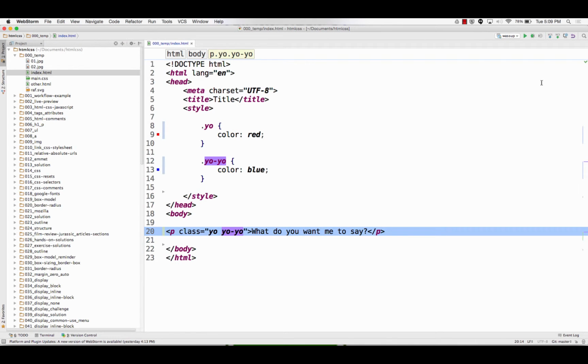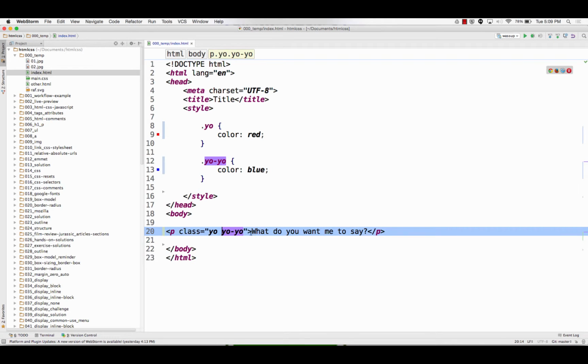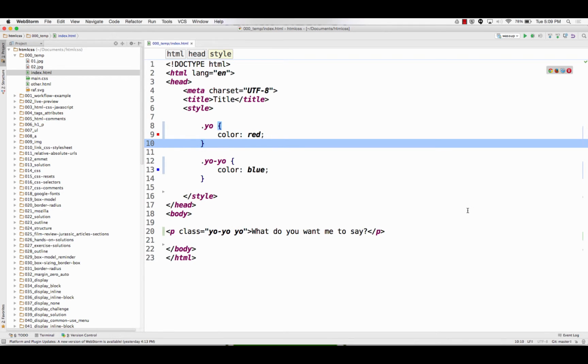So let's see that. It's blue. Okay, now, does this change anything? Does this matter? What color is it going to be? Does that change anything? Yo-yo got applied first. Doesn't change anything. Because the order is determined by the order here in the style sheets, okay?